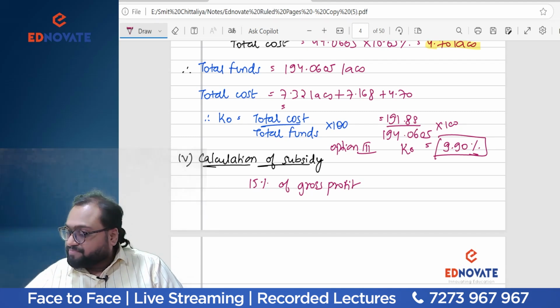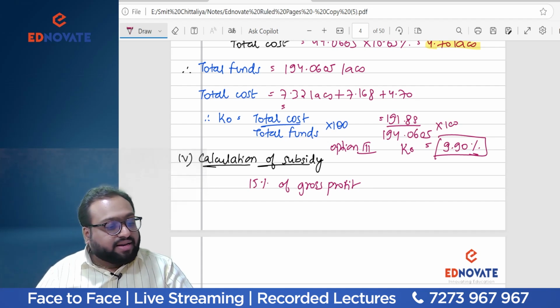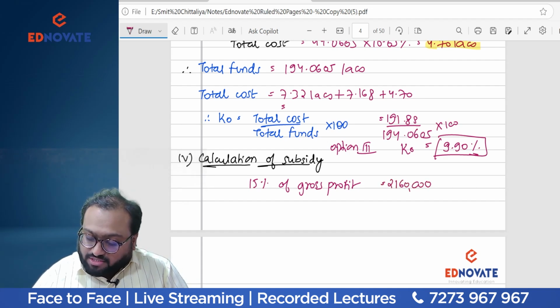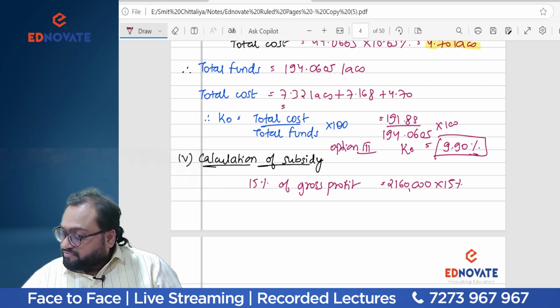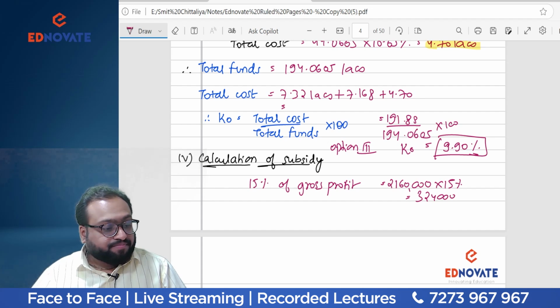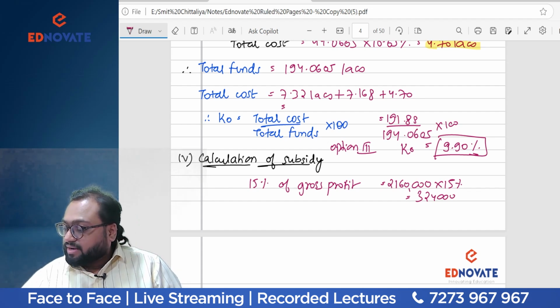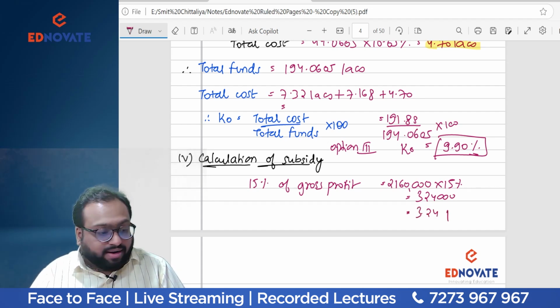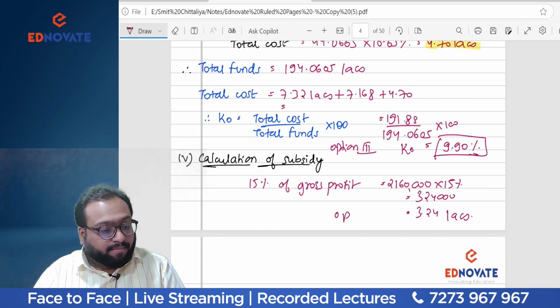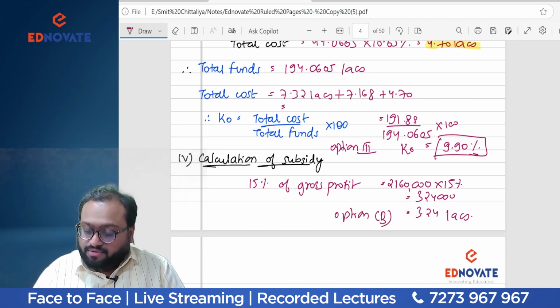What is my gross profit? Sir, it is 120 lakh into 18%. So if I am not wrong, it is 21 lakh 60,000. And if it is 21 lakh 60,000, this is my gross margin into 15%. We will get a revenue subsidy of 3 lakh 24,000. And if I want to find out in lakhs, divide by 1 lakh, it will be 3.24 lakhs. And I think so some option is right. And which option is right? We need to check. The 3.24 lakhs is the option number B given in the question.